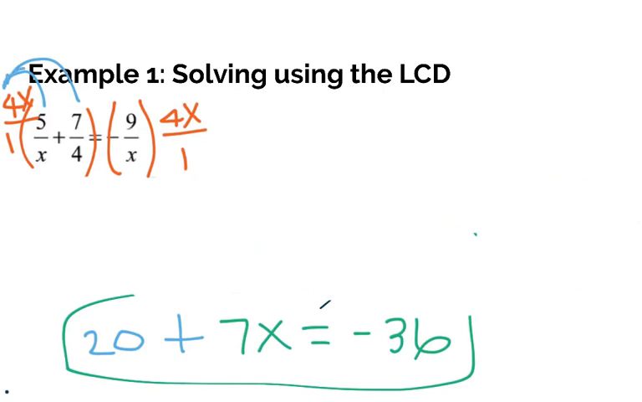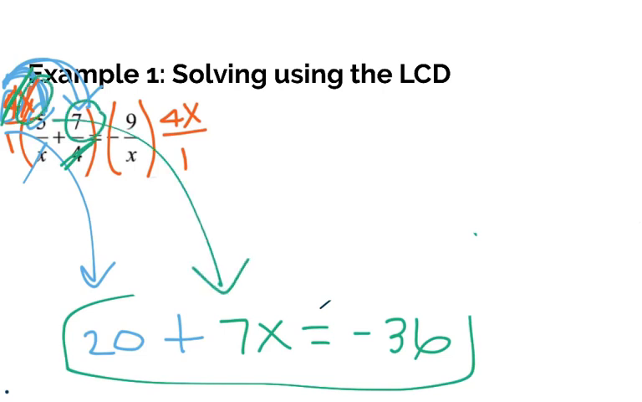So I think about taking the 4x and multiplying it with just this first one, and then I say, oh, the x and the x cancel, so just 4 times 5 is left. That's how I got the 20. And then let's do it again. So take 4x, and now this time multiplying it by the 7 over 4, and then I'd say, oh, well, in this one, the 4 and the 4 cancel, so all I have left is 7 and x, and that's how I got this. And then over here on the other side, instead of writing it out, I could have just said the x and the x cancel, so all I do is negative 9 times 4.